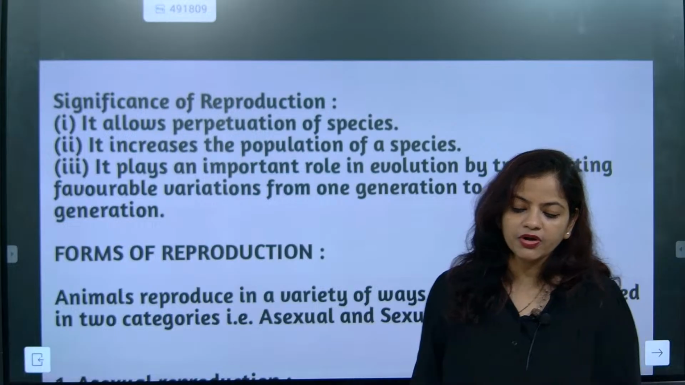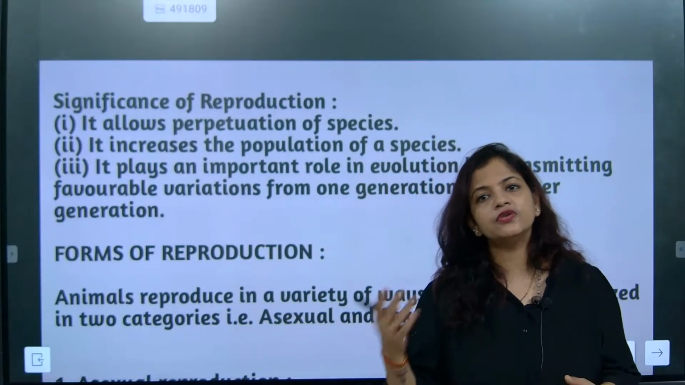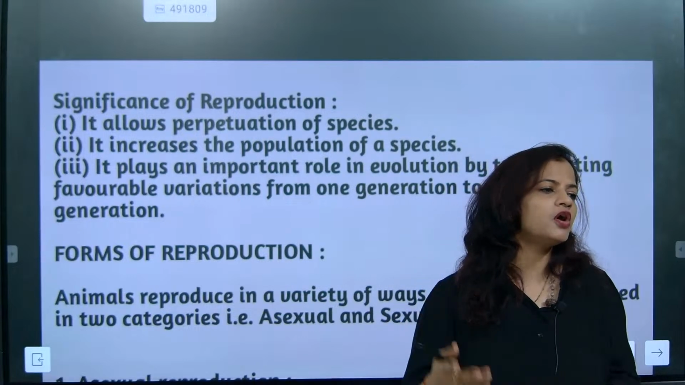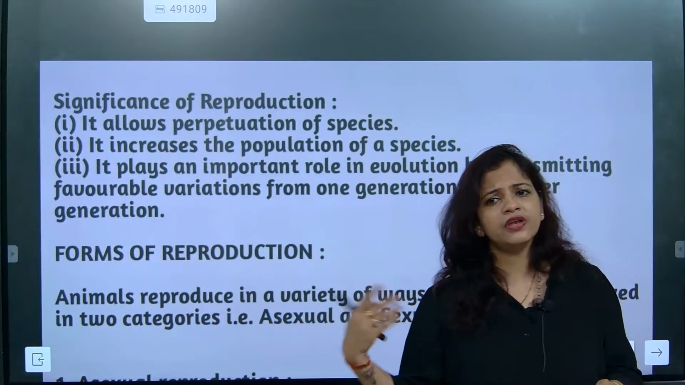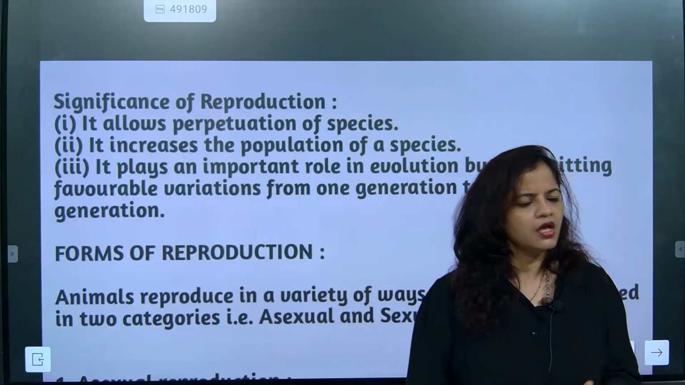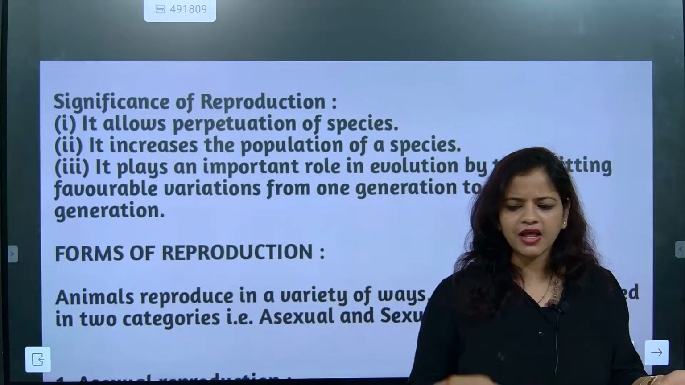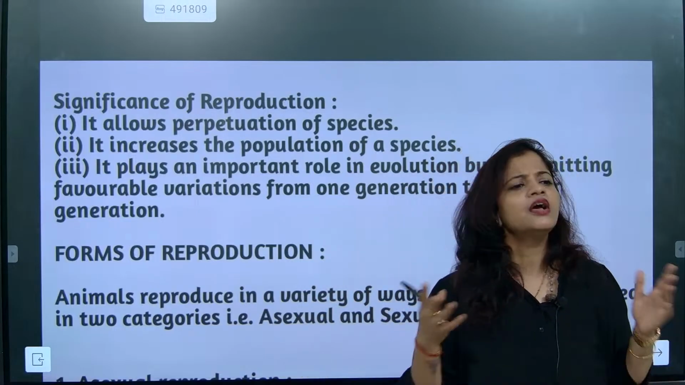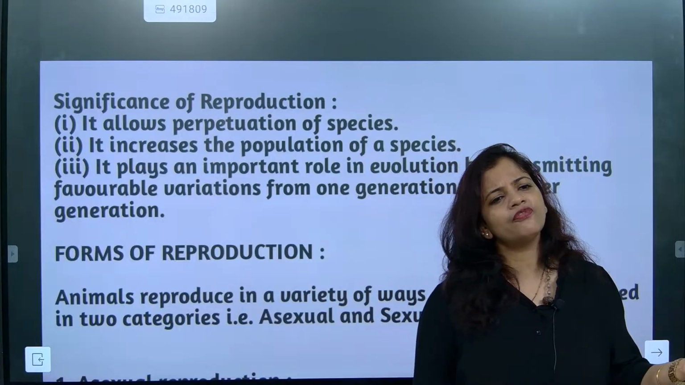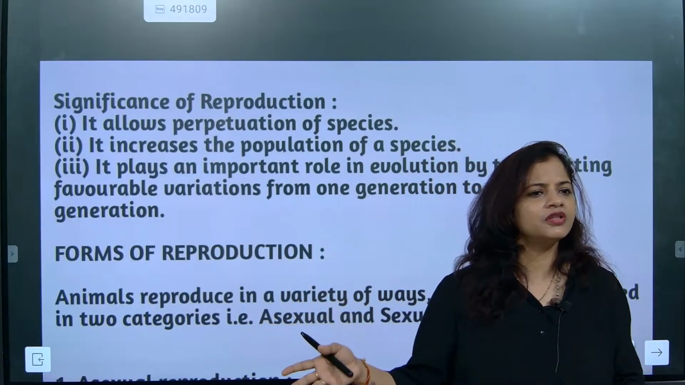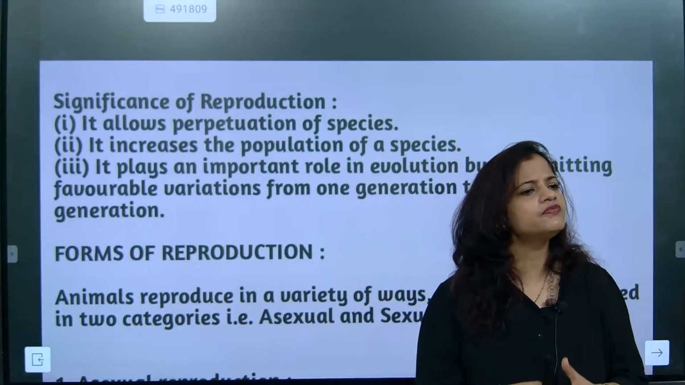So it plays an important role in evolution. See, the evolution of a species is also one of the most important factors of reproduction. Every time there are variations. Genetically, a child has exactly 50% of the father's genetic content and 50% of the mother's genetic content, meaning the mother's bloodline. So when they carry this, 100% variation will be there.